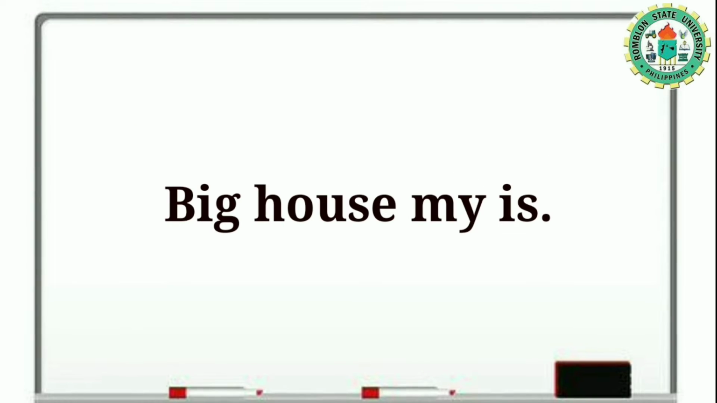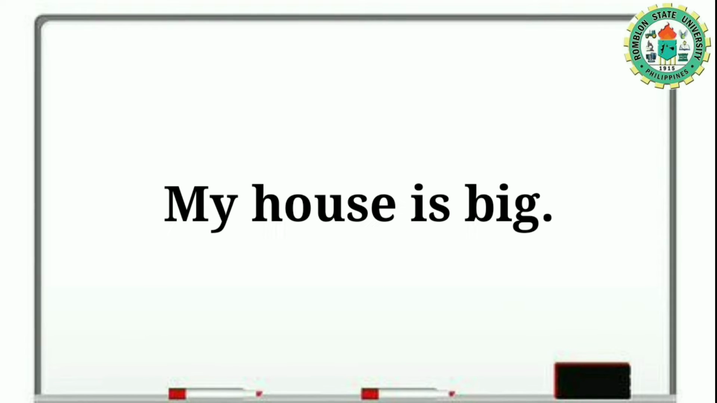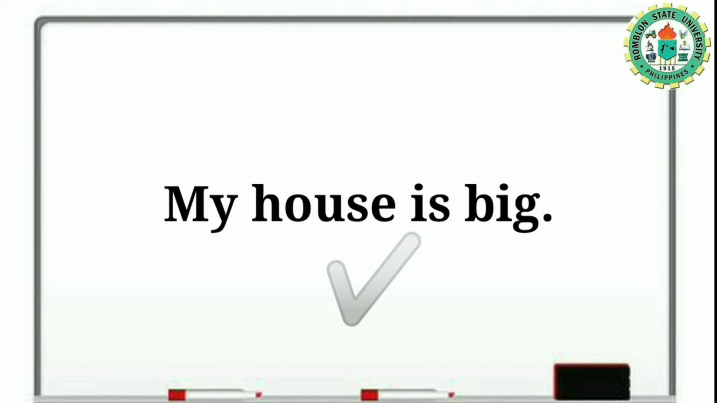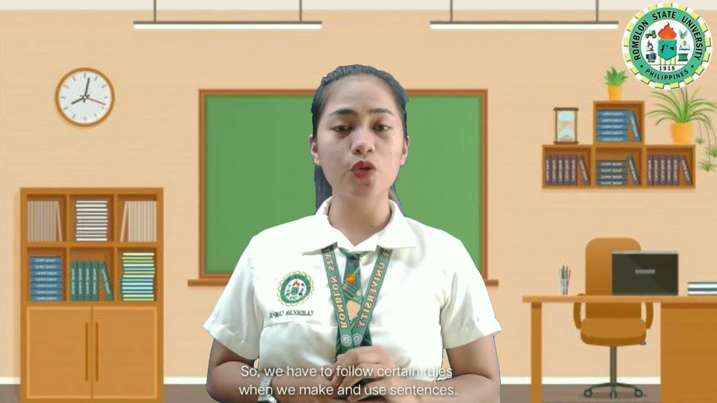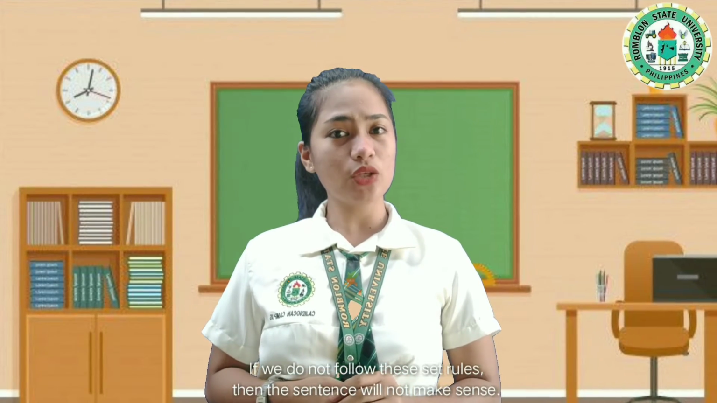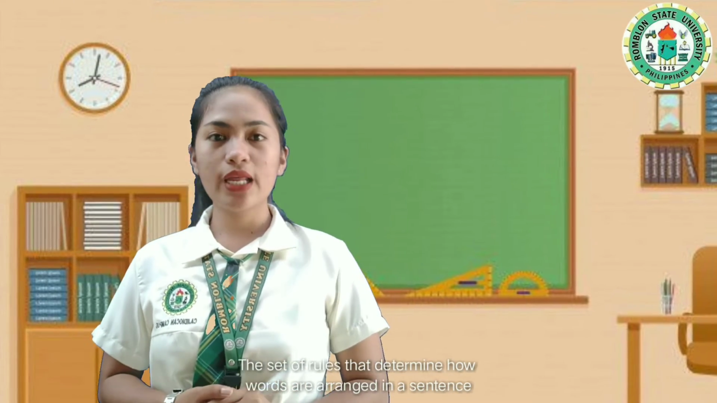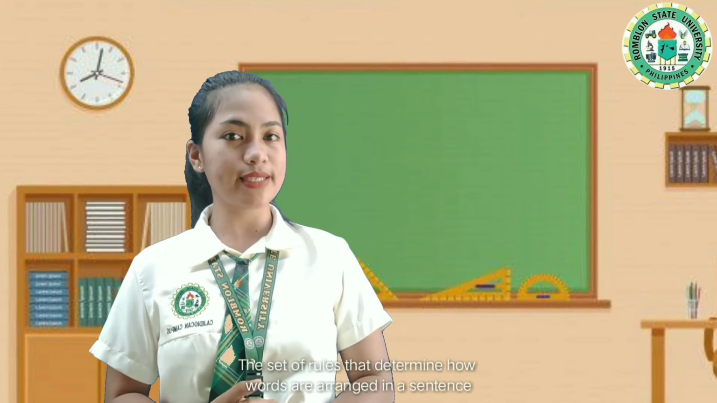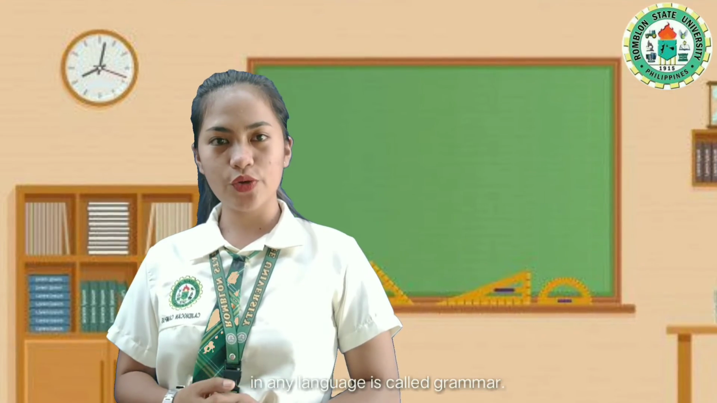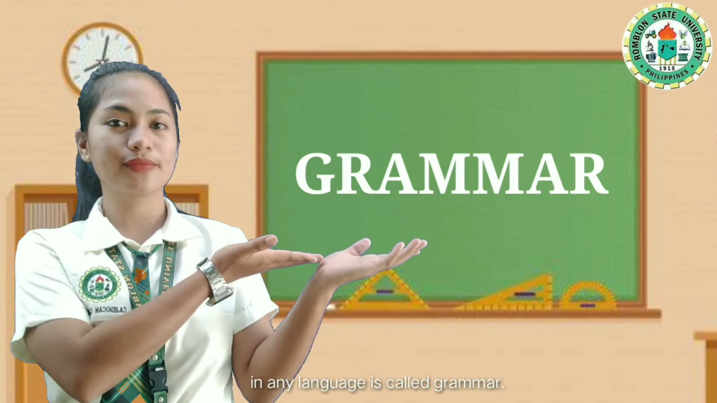"Big house my is" is wrong. "My house is big." Correct. So we have to follow certain rules when we make and use sentences. If we do not follow the set rules, then the sentence will not make sense. The set of rules that determine how words are arranged in a sentence in any language is called grammar.